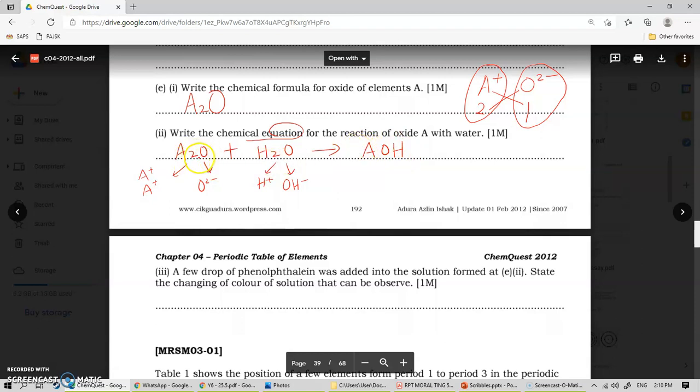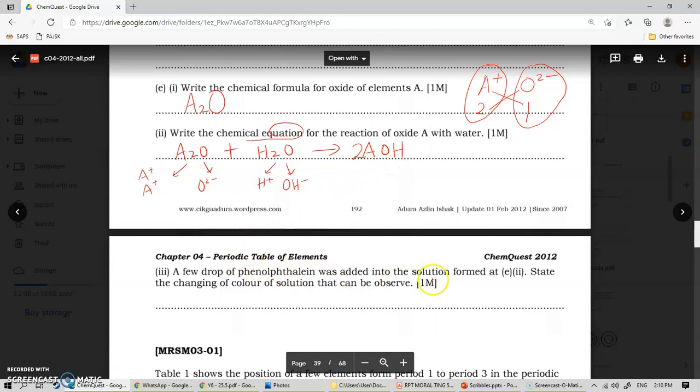There are 2 A's and 2 O's and 2 H. So I just put a 2 in front of AOH. That gives me 2 A's and 2 O's and 2 H. The number of A's on the left side is 2, on the right side is 2. The number of O's on the left side of the arrow is 2, on the right side is 2. The number of H on the left side of the arrow is 2, on the right side is 2. So now it's a balanced equation.